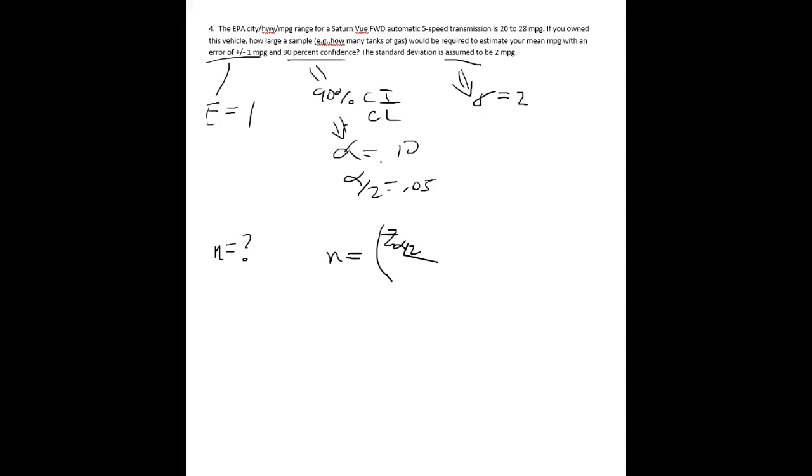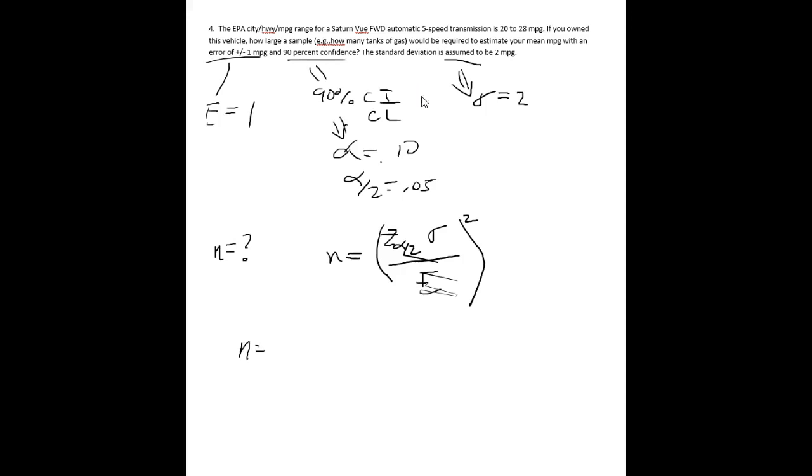My pen is doing crazy things again. It is driving me up a wall. Times sigma over e. Gosh, that is killing me. Okay, anyways, that's our formula. And I'm getting text messages, so I am very sorry about that.